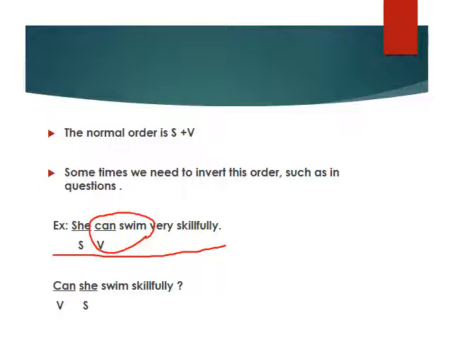The first case for this to happen is in questions. No question is formed without making the inversion. For example, she can swim very skillfully. If you want to make it a question, we need to invert. We need to put the helping verb can before the subject, making it: can she swim skillfully? As you can see, in the question the helping verb can comes before the subject she, and this is mandatory, this is compulsory. It's not optional.